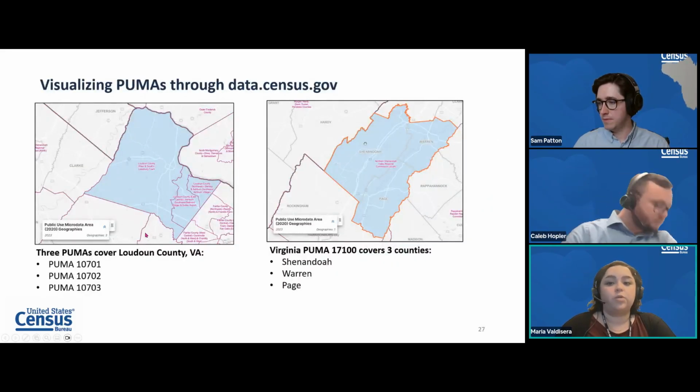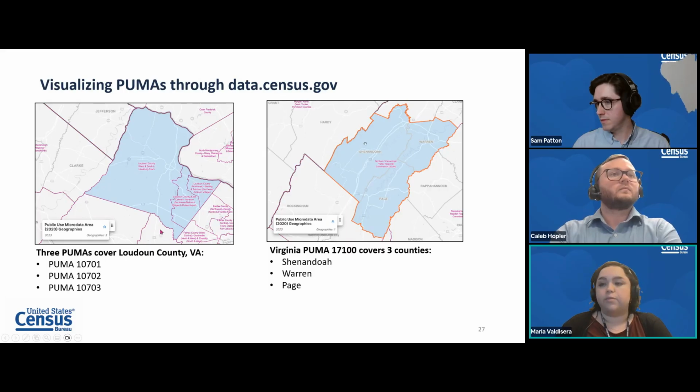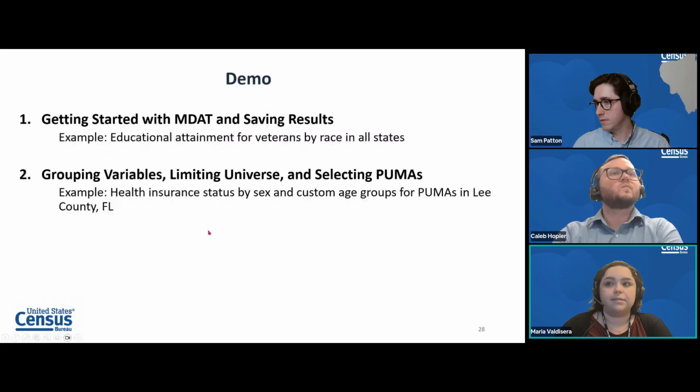So this is just a visualization of how PUMAs can cover the different areas across the country. So for example, 3 PUMAs can cover 1 county, which is in Loudoun County, Virginia, but then only 1 PUMA can also cover 3 different counties in Virginia. So it is more based on the population size.